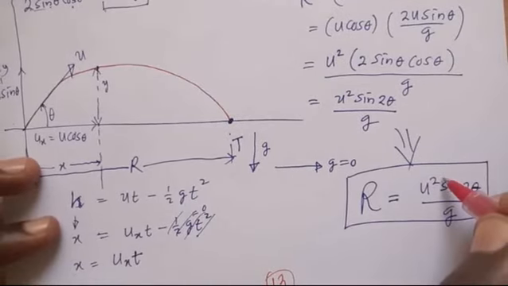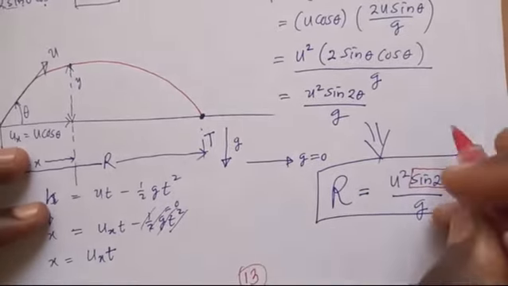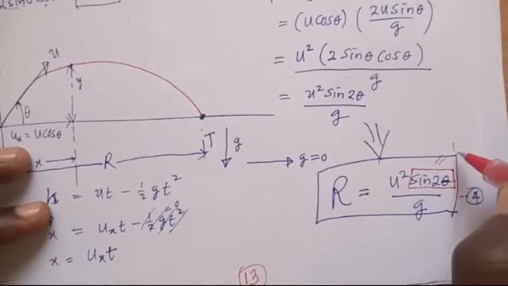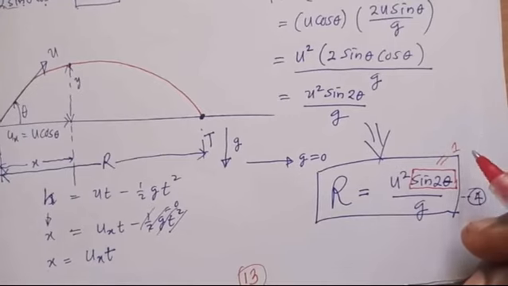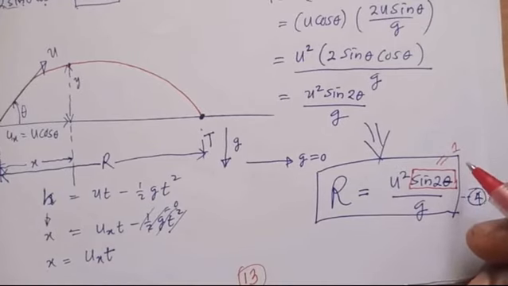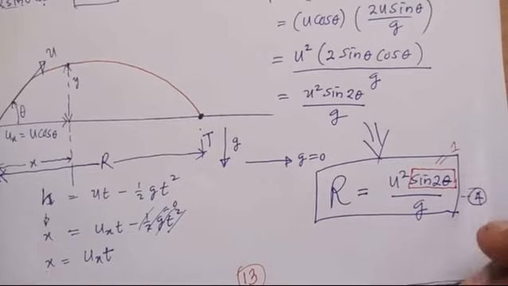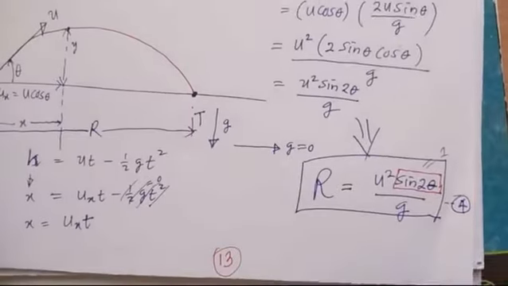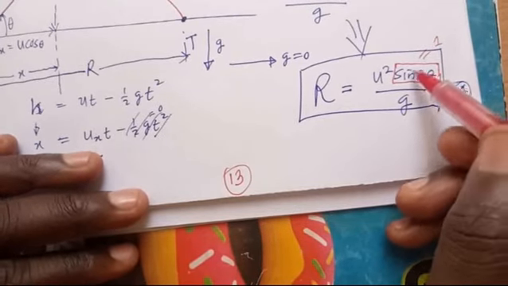We should first recognize that the maximum value for this expression, sine 2 theta, is 1. It is when this expression is maximum that we can have maximum range. So we want to know what will be the angle theta for which this is 1.